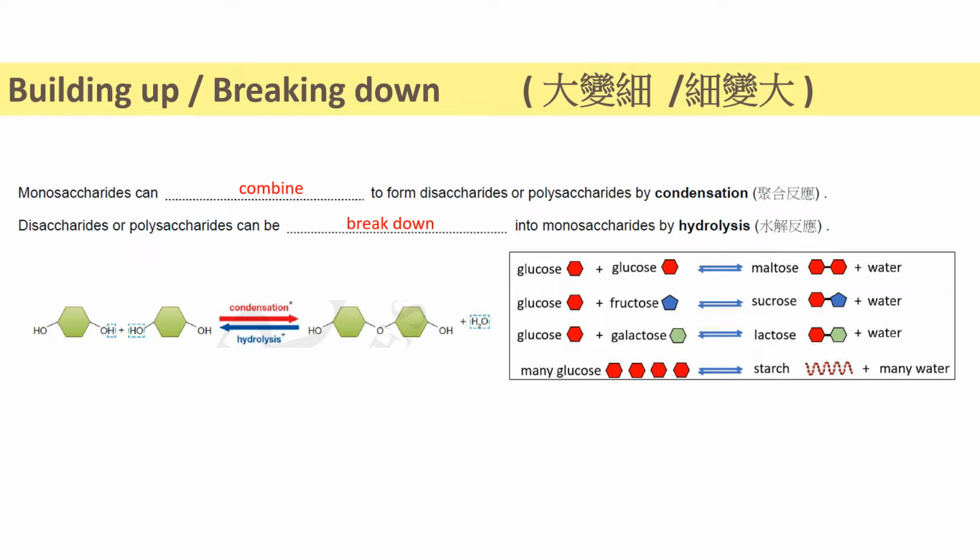As mentioned in class, it is important to realize that for carbohydrates, lipids, or proteins, they can all interchange between the smaller units and the larger units. So monosaccharides can combine to form disaccharides or polysaccharides by a reaction called condensation, while a large disaccharide or polysaccharide can be broken down back into their monosaccharides by a process called hydrolysis.